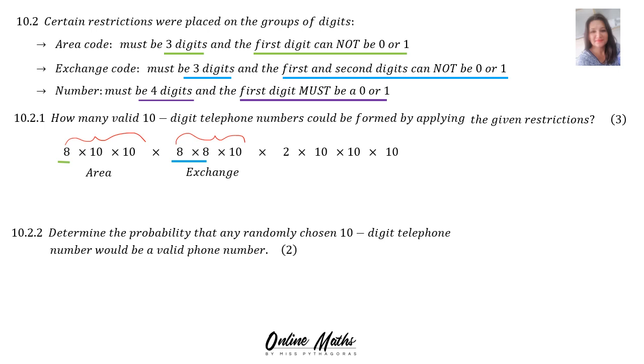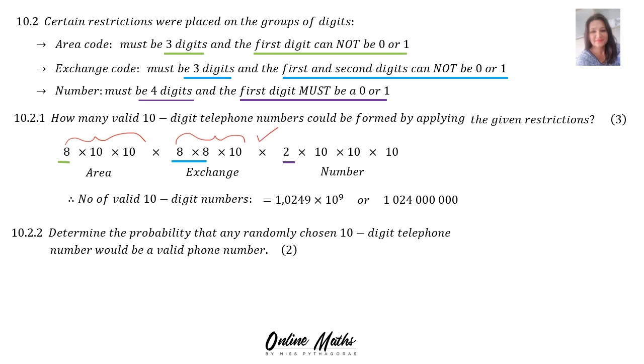And then the last 4 digits, on the first one, the first digit must be a 0 or a 1 and nothing else. So that is why that one is a 2. And then the rest can be any of the 10 digits. So when you multiply all of this together, you get 1,024 times 10 to the 9. And then this is worth 3 marks. The marks were for the area and the exchange, for the number and final answer.